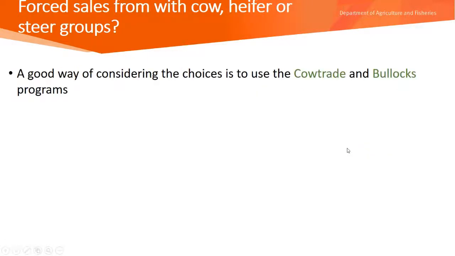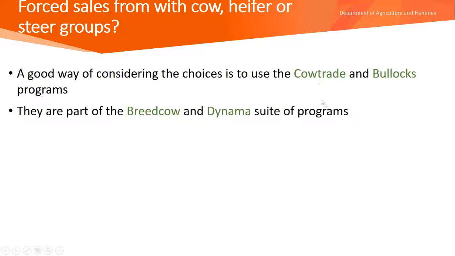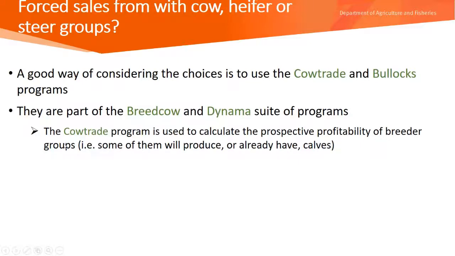Now, in our Breakout Dynamo suite of programs, we've got 2 programs, cow trade and bullocks, and they're a good way of considering these choices. They are part of Breakout Dynamo. The cow trade program, it's about cows, obviously, as the name suggests, is used to calculate the prospective or future profitability of breeder groups. So it's a program that looks at breeder groups, and some of them will produce or already have calves. The program is designed specifically to deal with that group.